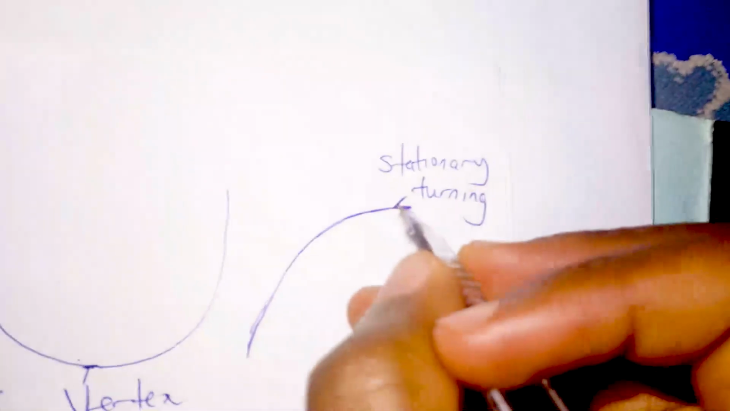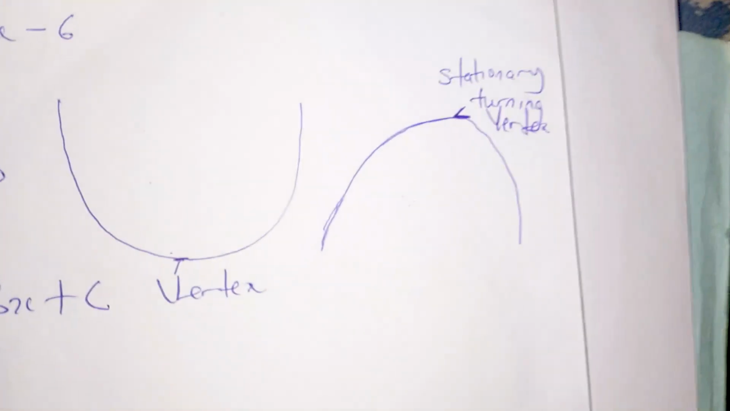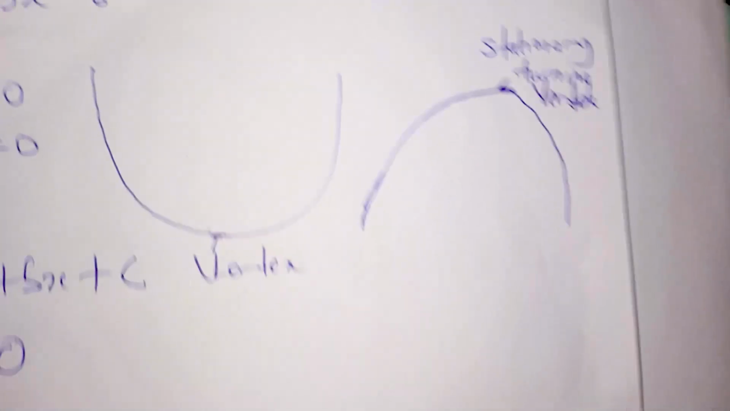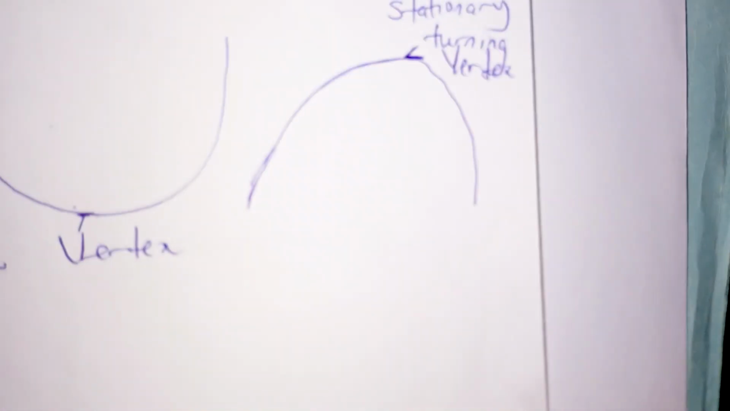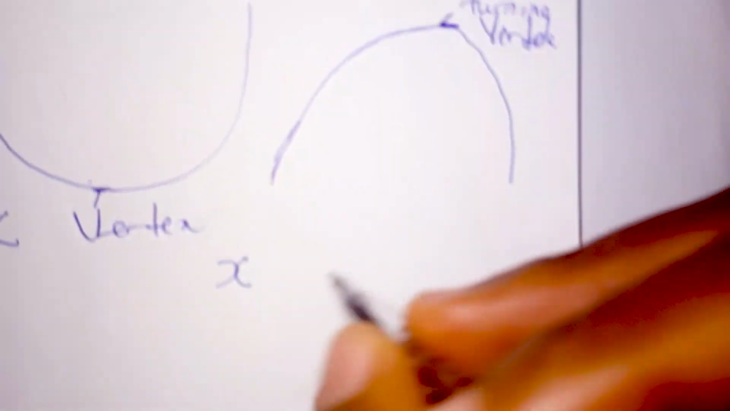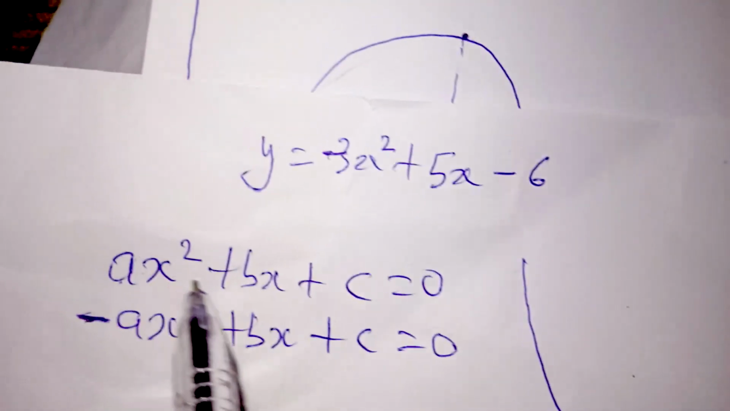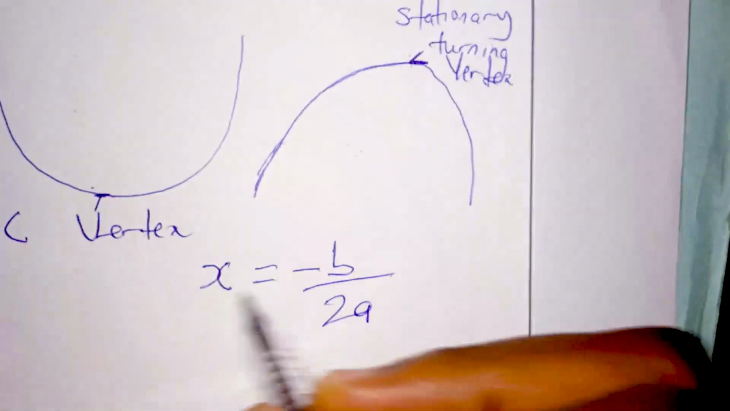Vertex. This one is also called a vertex. And since this curve, we've established that it is a parabola, it is a quadratic graph. So the vertex of a parabola is usually calculated using the formula, the x value to be precise, x equals minus b over 2a. So for this parabola now, if you are asked what the x value at this point will be, it is going to be minus b over 2a.